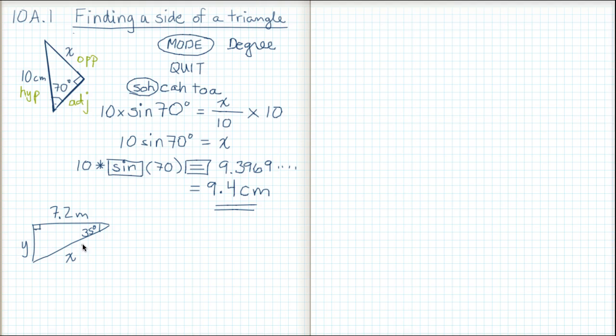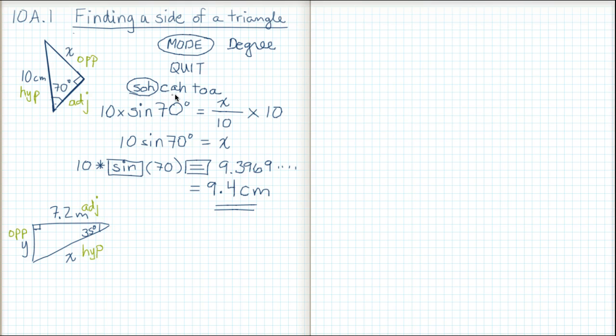So across from the right angle, x is my hypotenuse. With the angle I'm looking at here, this is the adjacent, and the side across from here is the opposite. Okay, it can be in any orientation, so you have to use what we know about them to figure out what's what. I'm going to solve for x first, and so what I know is the adjacent, and what I'm looking for is the hypotenuse.